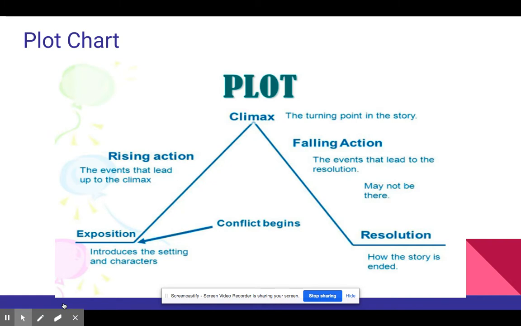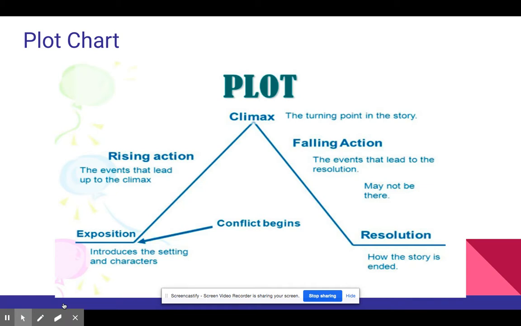The climax is the turning point in the story. It's the point where the conflict really becomes the main focus of the story. It really comes to light. From there on out, your rising action is done, and you're going to go into your falling action. So the main conflict is revealed, and it's the turning point in the story.